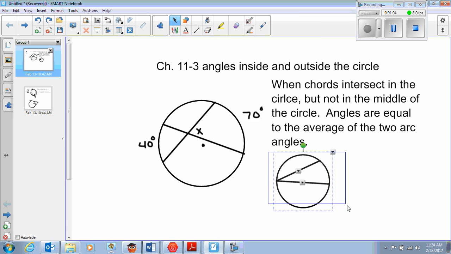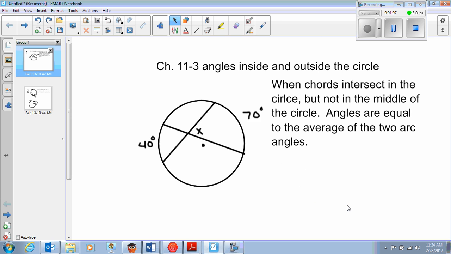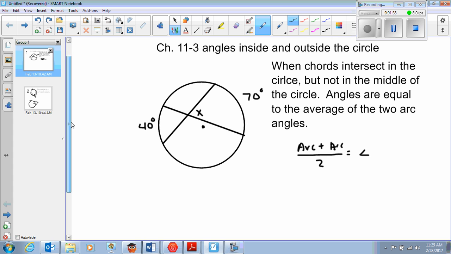What's going to happen is that when the chords intersect in the circle, but they're not in the center of the circle, the angles are going to be equal to the average of the two arc angles. What that means is that when we add one arc plus the other arc, and divide that by 2, we're going to get one of the angles inside of the circle.